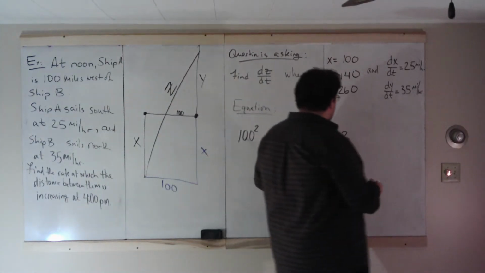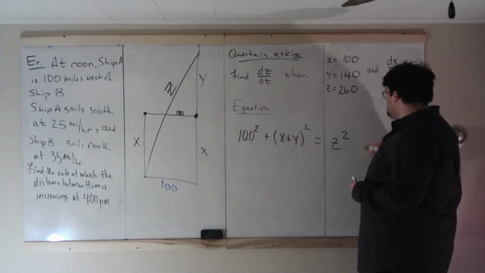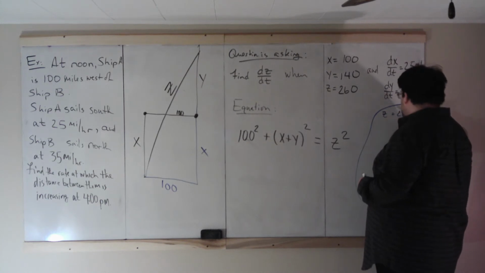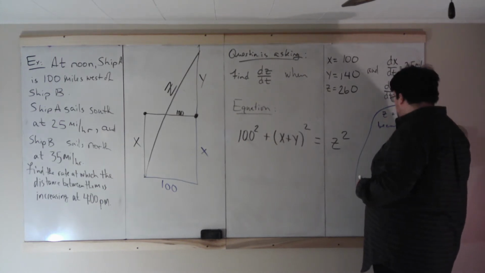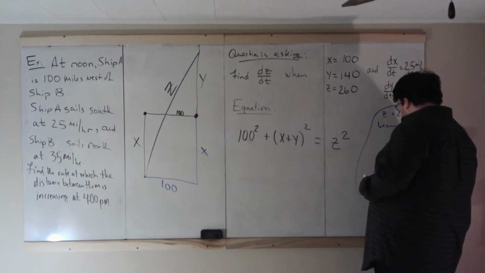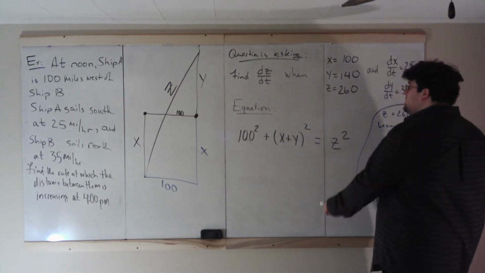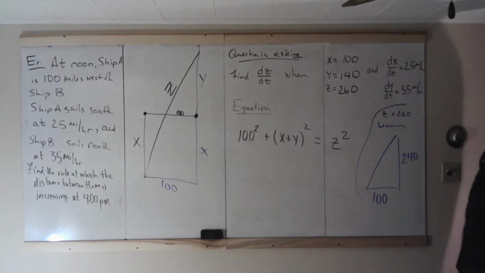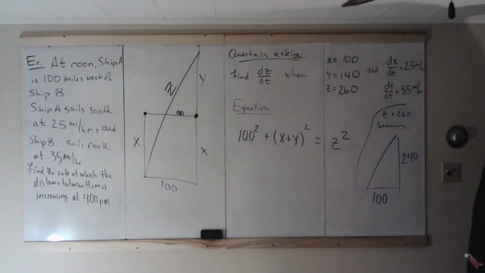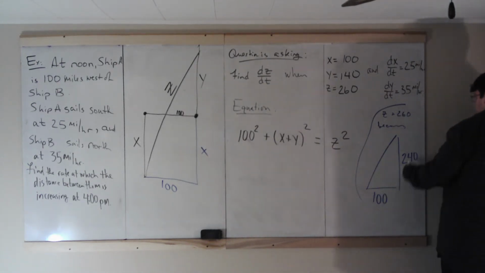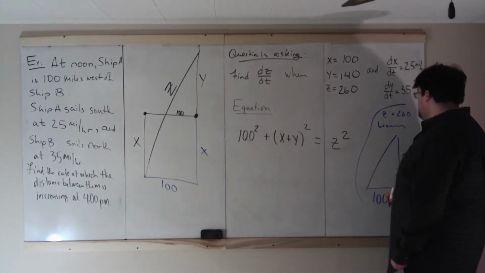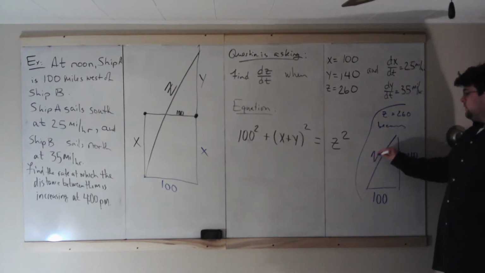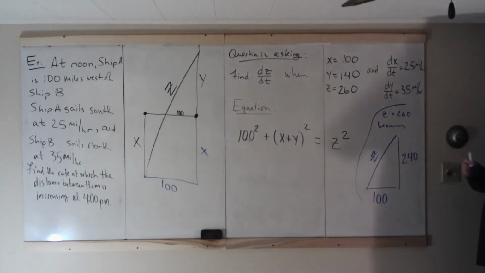I'll draw it here, but then I'll erase it. So z is 260, so you may want to block this off. Z equals 260 because of the big triangle with sides 100. What's the tall side? 100 plus 140? 240. So in the first example, we had a 3, 4, 5 triangle. Here, we have a 5, 12, 13 triangle. 5 times 20, 12 times 20, 13 times 20 is 260.